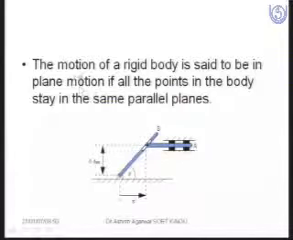See this figure, and we will first see what is meant by plane motion. The motion of a rigid body is said to be plane motion if all the points in the body stay in the same parallel plane. For example, this is in a reciprocating mode and this is in an oscillating mode, but this link and this link remain in this vertical plane. So we will say that the motion of this rigid body is plane motion.